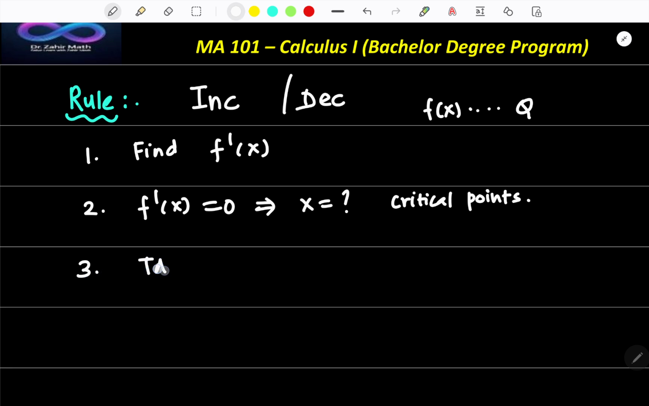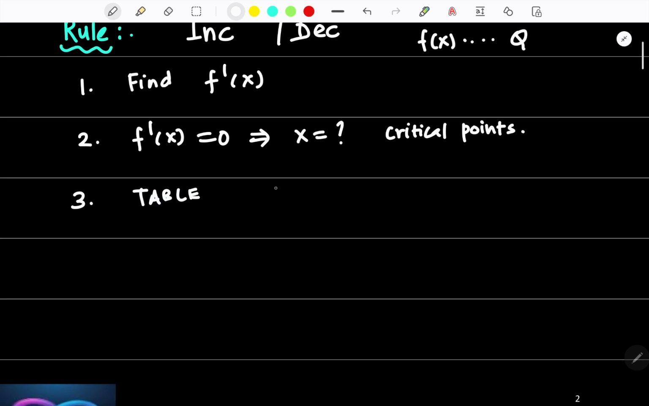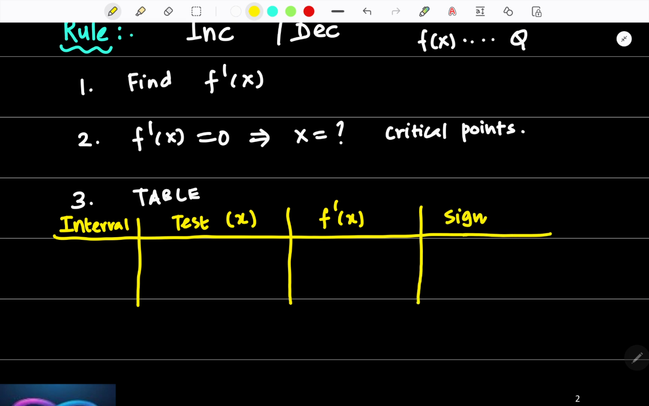Step number 3, you are going to create a table. The table looks like this. Here you take the interval, and you test some x values. Then you find f dash of x for those, and write the sign of f dash of x, which is plus or minus. Then I write the result: is it increasing or decreasing?